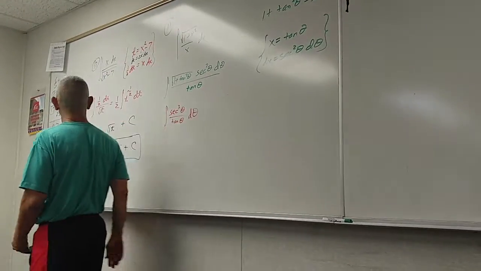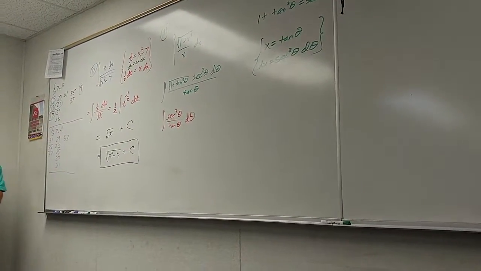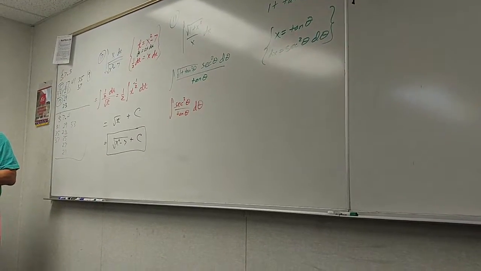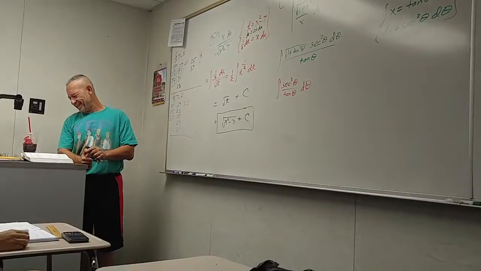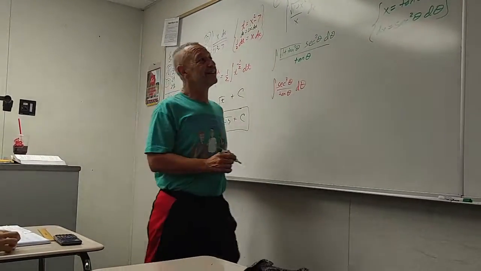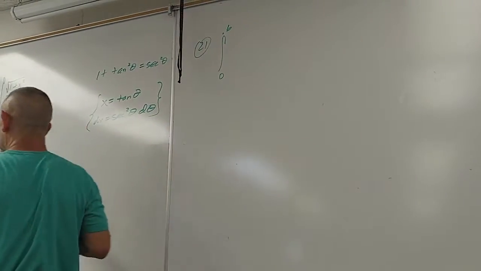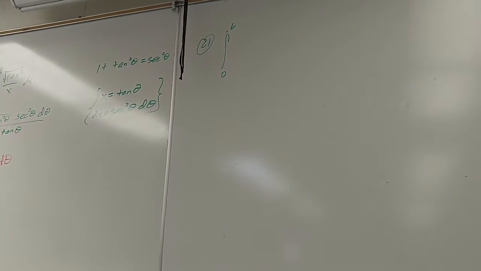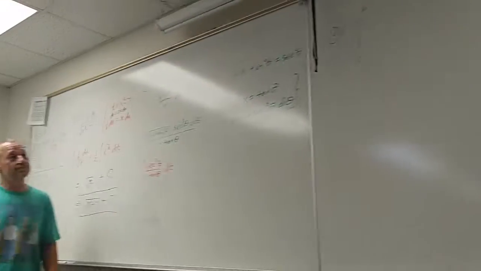What are we up to? 21. Well, that looks like another trig substitution. What is that? 0 to 0.6? I already forgot what it was. 9x squared minus 25? 9 minus 25. I know, dyslexia rears its ugly head.